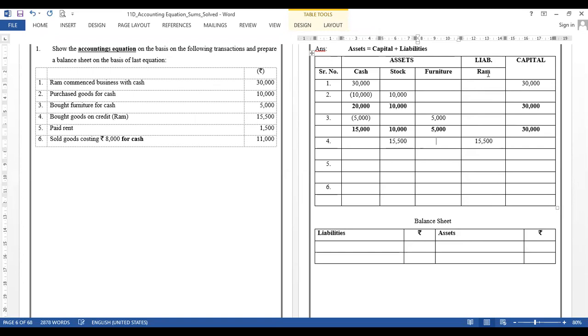That's very correct. So the new equation after this transaction: cash, there was no change, 15,000. Stock increased by 15,500, so it will now be 25,500. Furniture is 5,000. Liability towards Ram is 15,500 and capital is 30,000. That's fine. Next, transaction number 5.